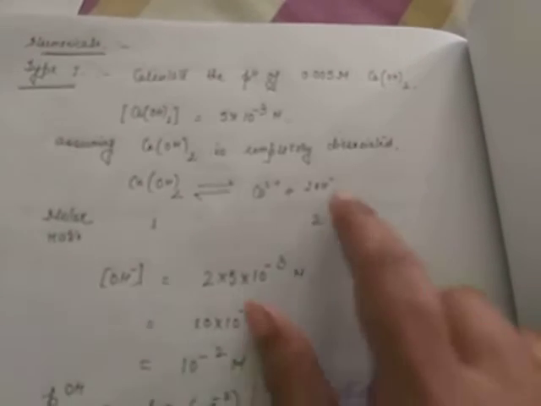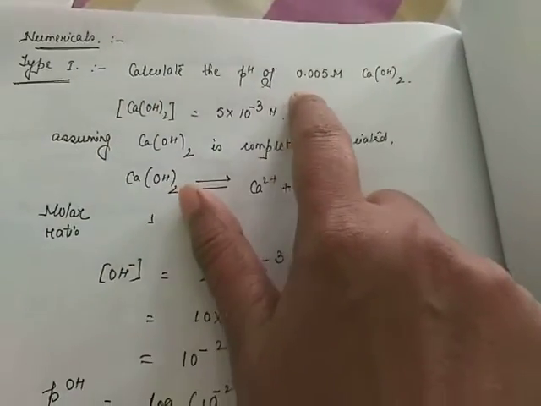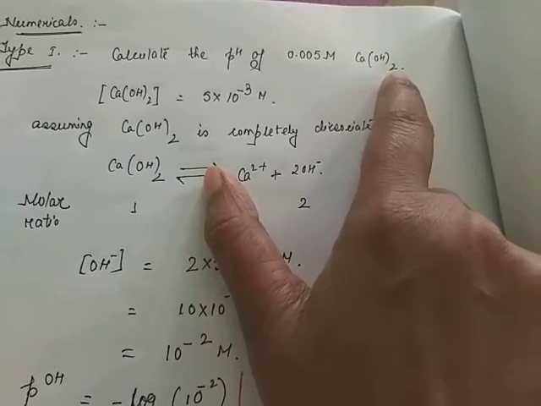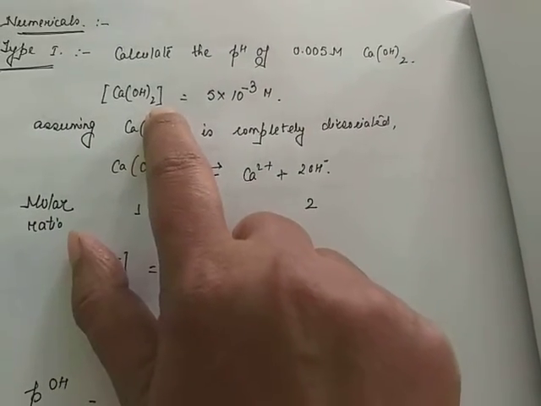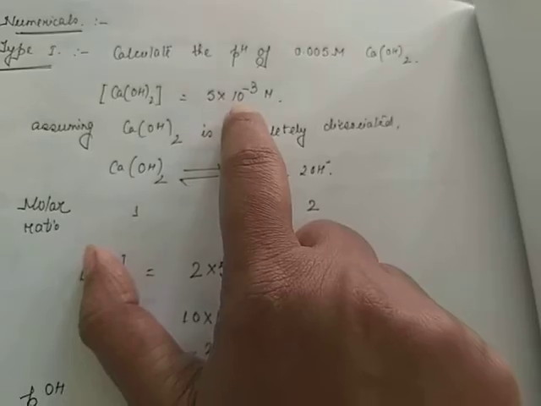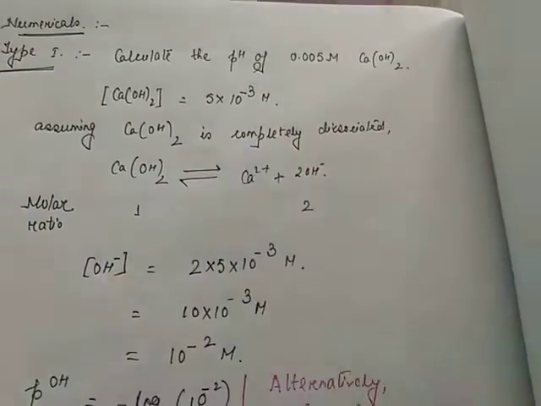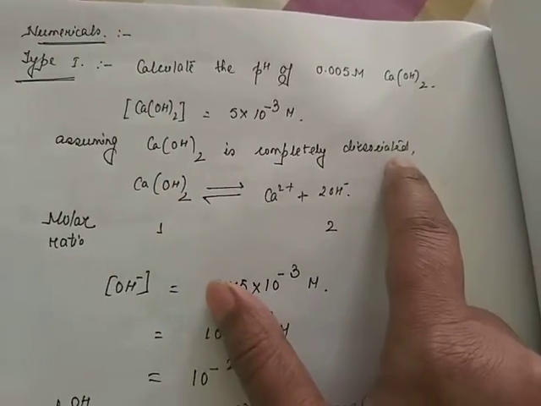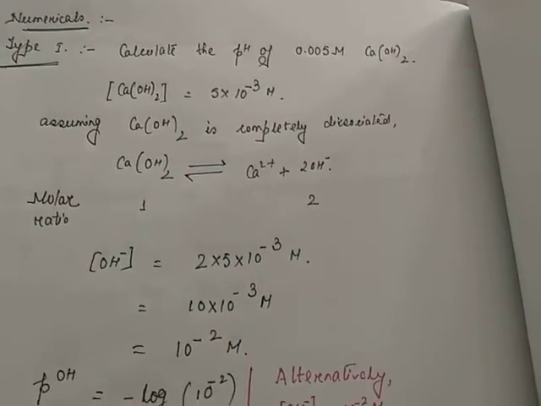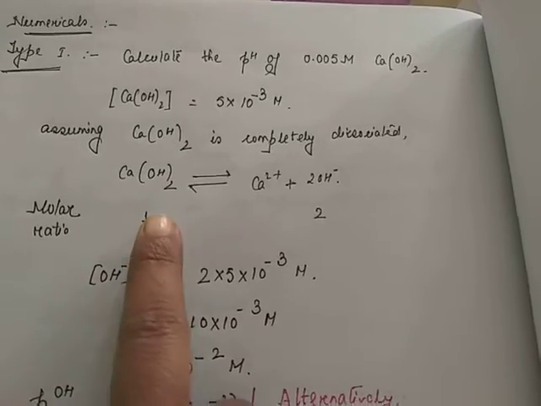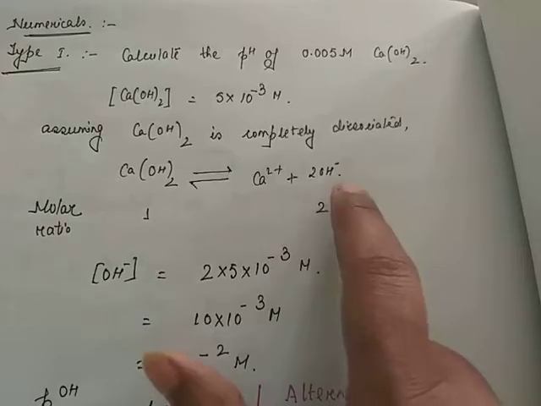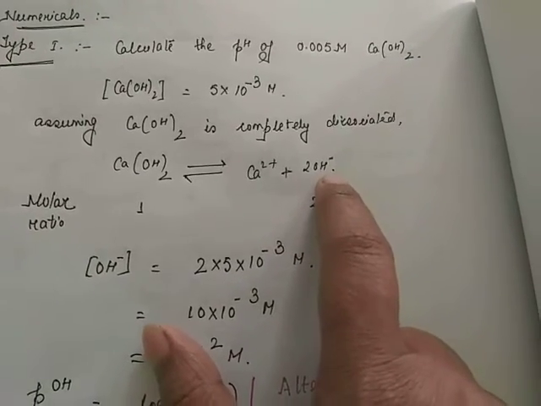Let's see the first numerical based on this pH. Calculate the pH of a 0.005 M calcium hydroxide. So the concentration of calcium hydroxide is given as 5 into 10 to the power minus 3 M. Assuming that calcium hydroxide is completely dissociated, we have the molar ratio of calcium hydroxide as: for 1 mole of calcium hydroxide, we are getting 2 moles of OH minus.